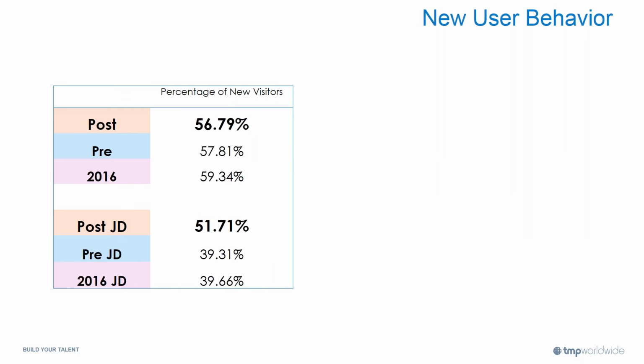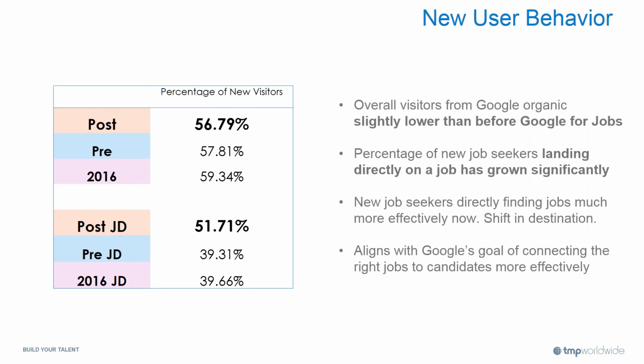The next thing I looked at was new user behavior. So overall on top, overall visitors from Google Organic are slightly lower than before Google for Jobs. So it's 56.7%. Right before was 57.8. Last year was 59.3. I think part of this could be that some of the traffic is being diverted from Google for Jobs to those third-party sites. That's lowering the overall number of new job seekers that land on a career site from Google Organic.